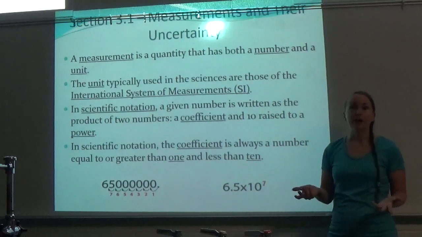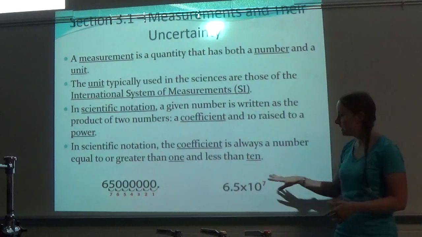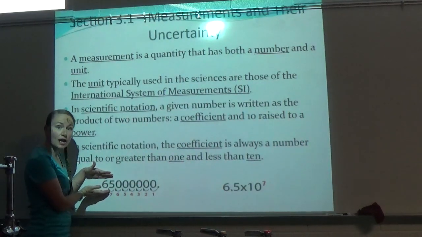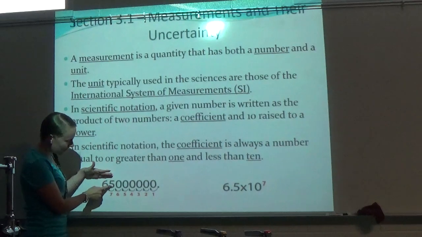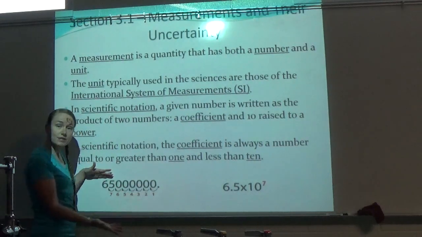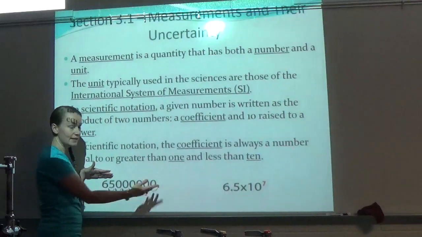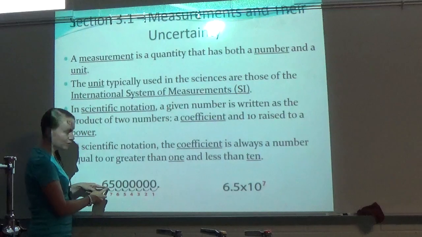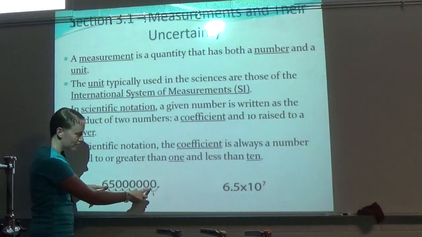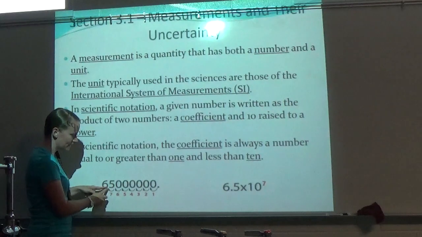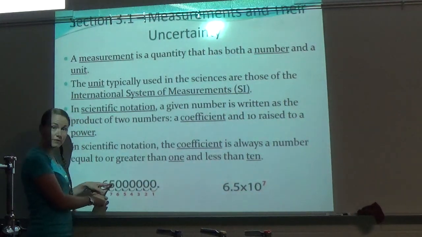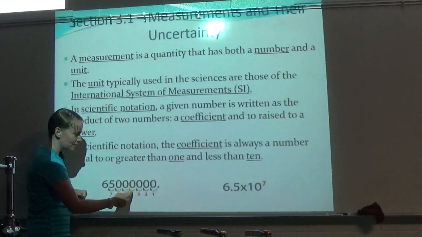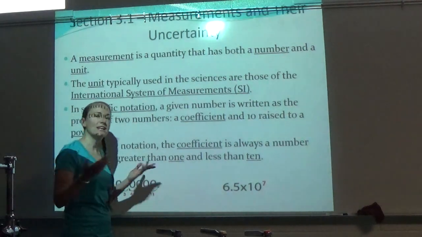So how do you figure out how to do this? Well, I'm going to show you, but this is just an example at the bottom. Your coefficient comes from the numbers that are not zeros, so we get a 6 and a 5. And if you don't see a decimal at the end of a number, then it's at the end. Some numbers you'll see the decimal, and you just count over until you have one digit in front of the decimal. So I go 1, 2, 3, 4, 5, 6, 7. So it becomes 6.5 because I moved my decimal here, times 10, and since I moved it 7 places, it's to the 7th power. Okay, so let's practice some of these.